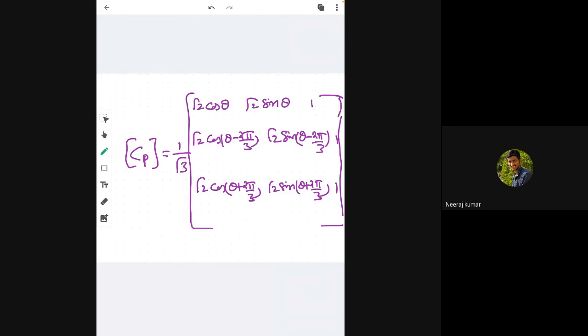So this is the CP. Now you can find the CP transpose, and you can also find the CP inverse. Both will be the same for power invariant transformation. Therefore, KD equal to KQ equal to root 2 by 3 and K naught equal to 1 by root 3, or you can also write square root of 1 by 3.